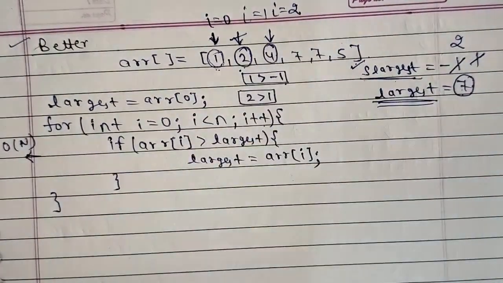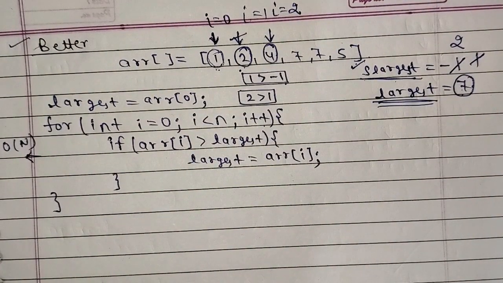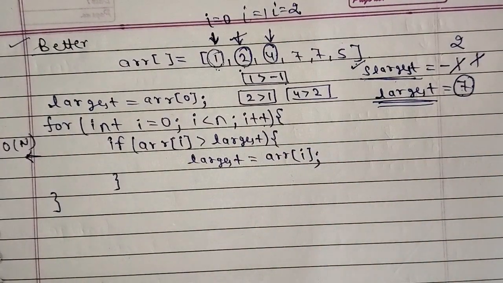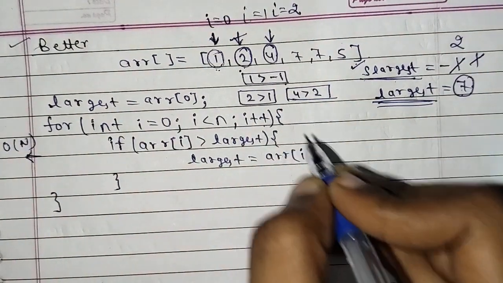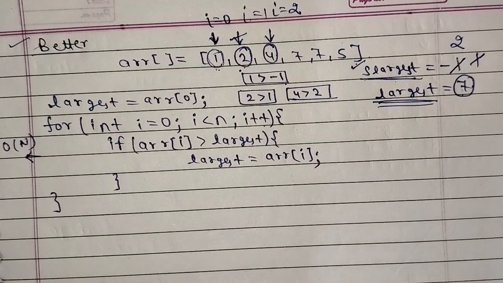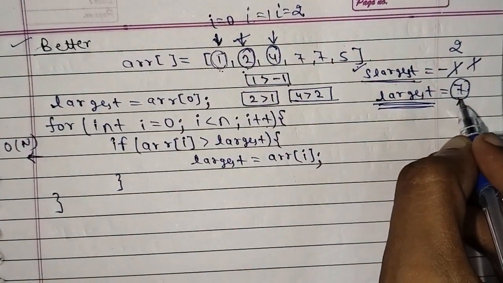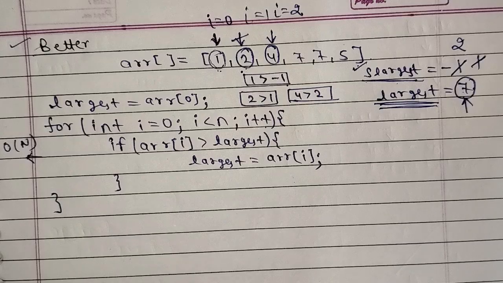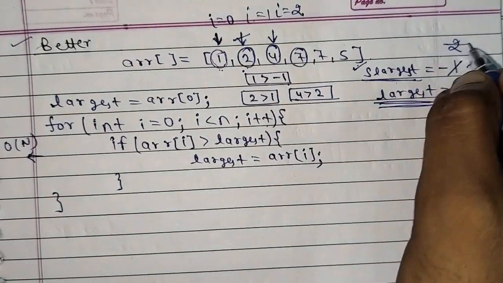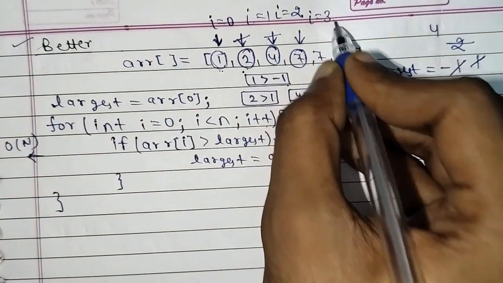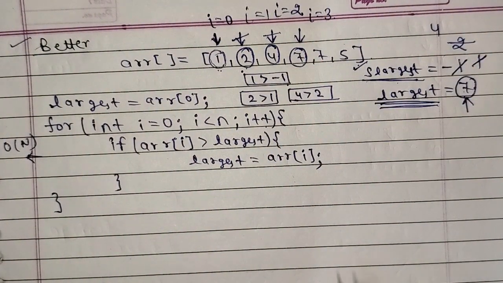Here the element is 4. Compare with second largest. Are you greater than second largest? Yes, 4 is always greater than 2. Are you also not equal to largest? Yes, 7 is not equal to 4. So update second largest to 4 and move on to I is equal to 3.